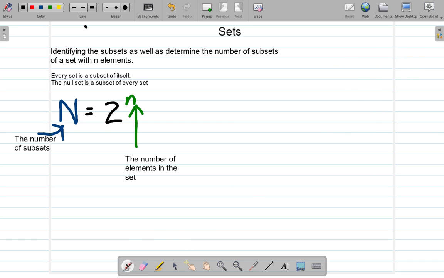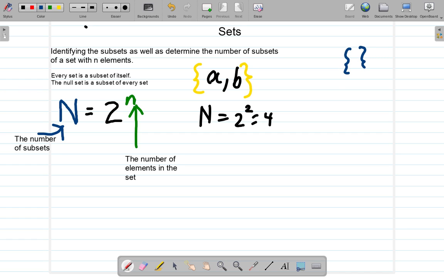Let us try this. Let's say this is now our set. You have A, B, just A and B. You can see here that when you try to calculate the number of subsets, you have 2 to the power of 2, which is 4. You can get 4 subsets out of this. Let's see if we can list them over here. Alright, let's list the subsets.